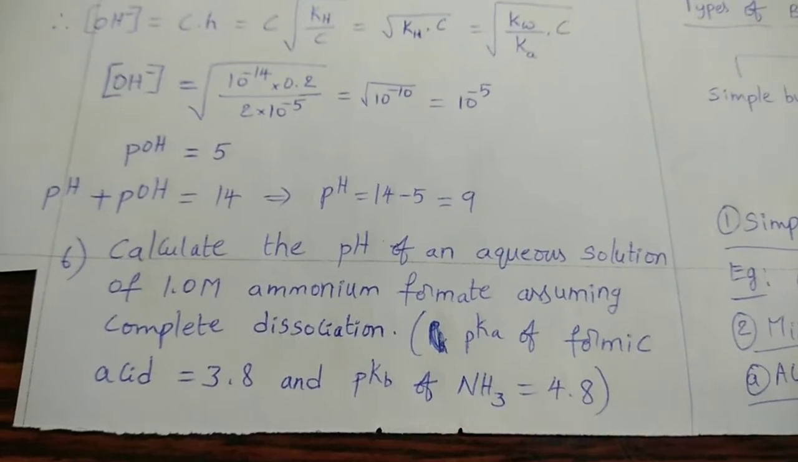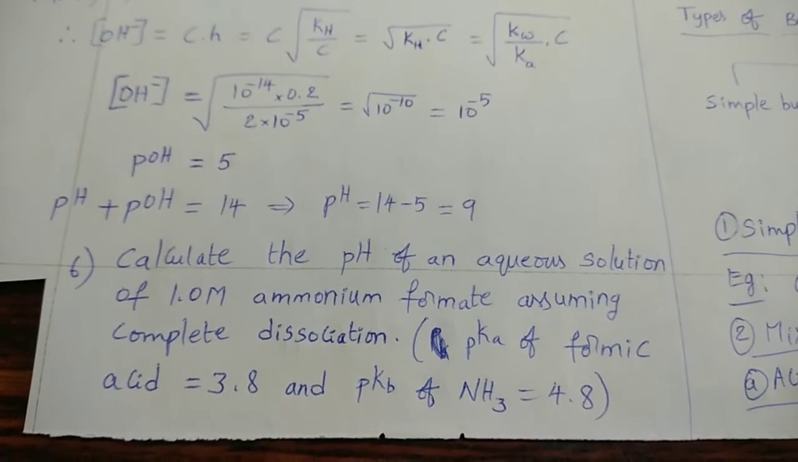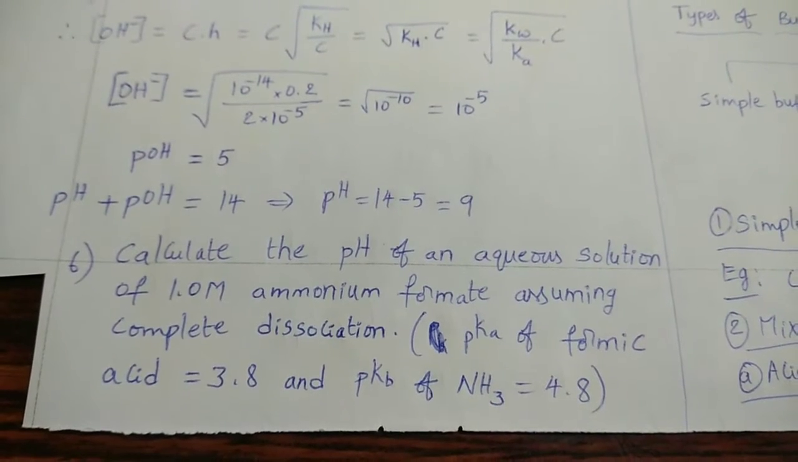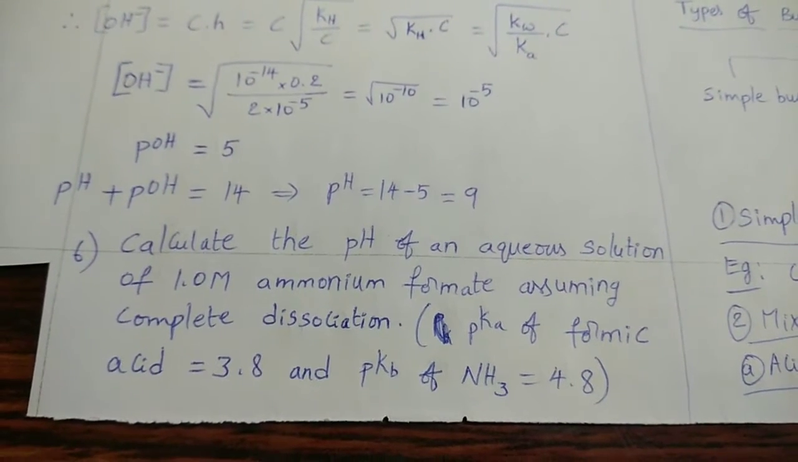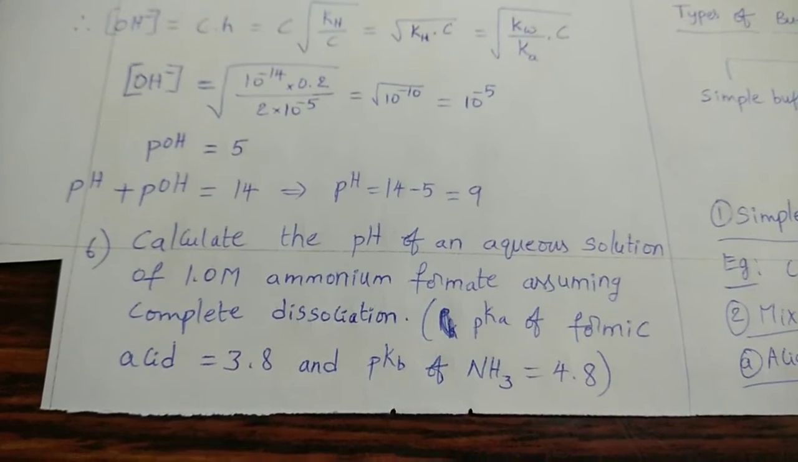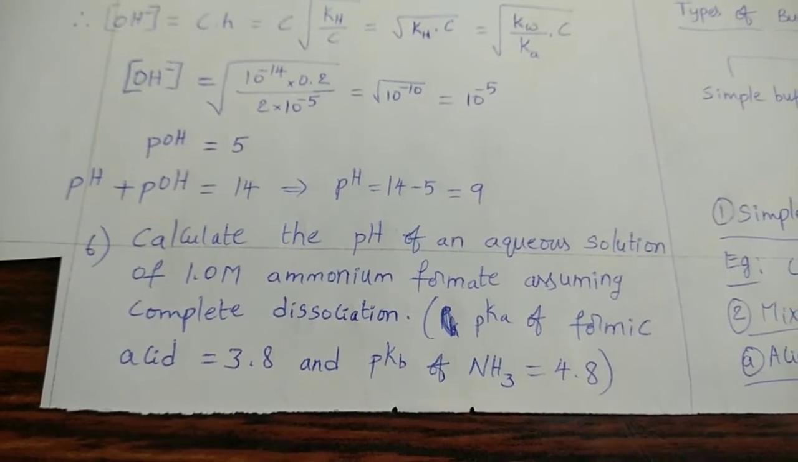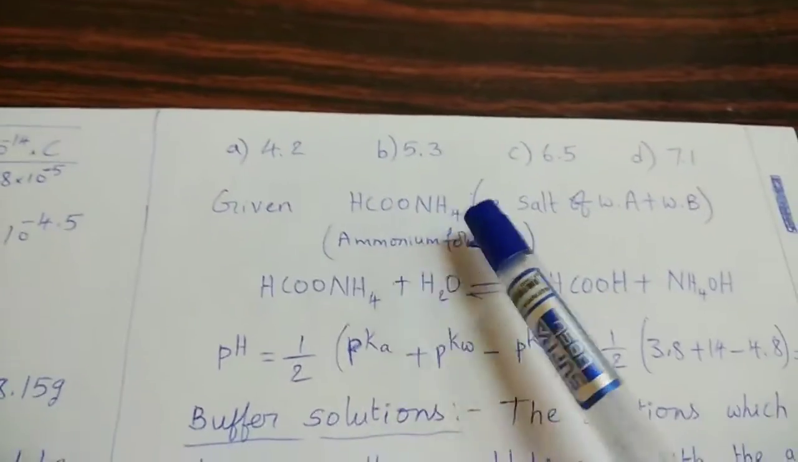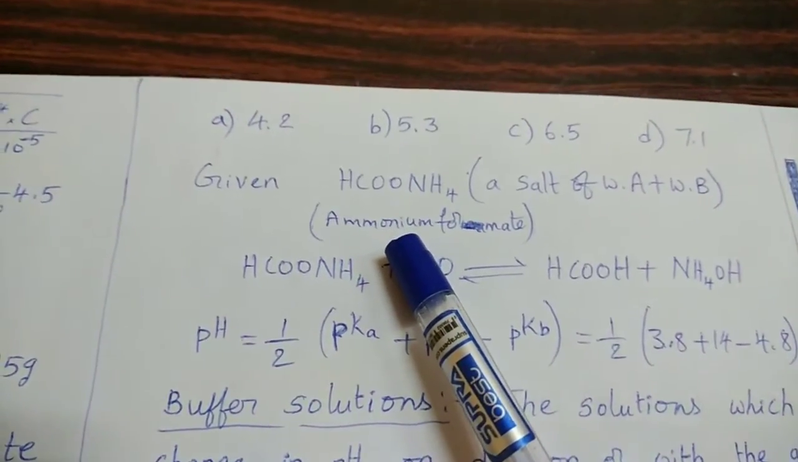Now see the next numerical. Calculate the pH of an aqueous solution of 1.0 molar ammonium formate assuming complete dissociation. pKa of formic acid is 3.8 and pKb of NH3 is 4.8. Okay, see the formula of ammonium formate, HCOONH4. This is ammonium formate.